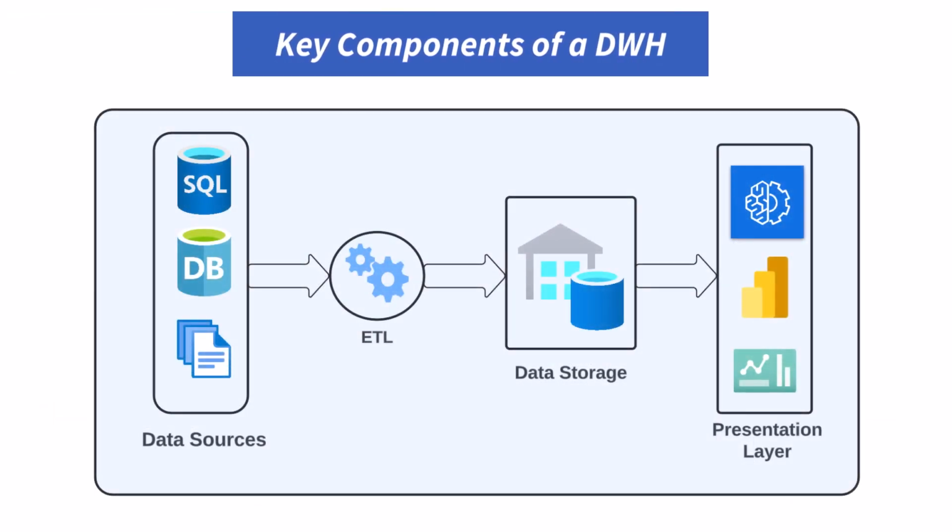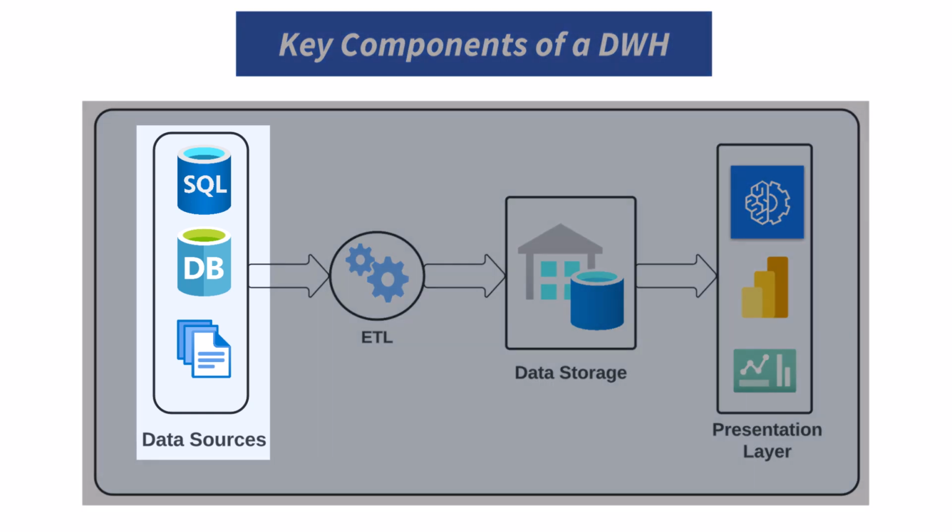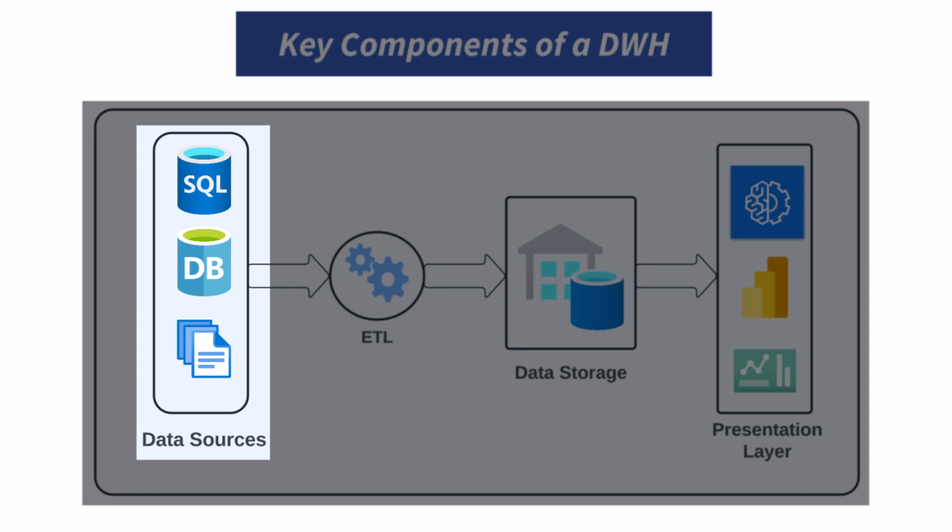Okay, let's look at key components of data warehouses. A data warehouse has several key components. First, data sources. These are systems where data is first collected. They can include OLTP systems like ERP, CRM, HRM we talked about earlier, flat files such as Excel, CSV, JSON, XML, or other various sources.